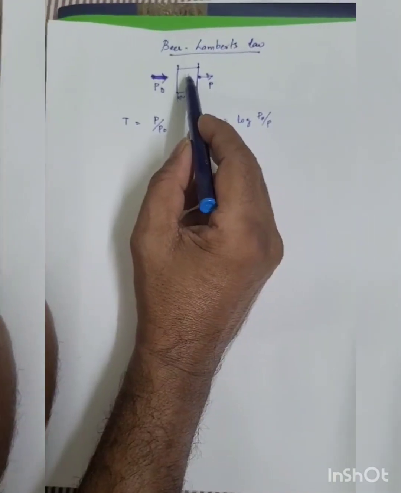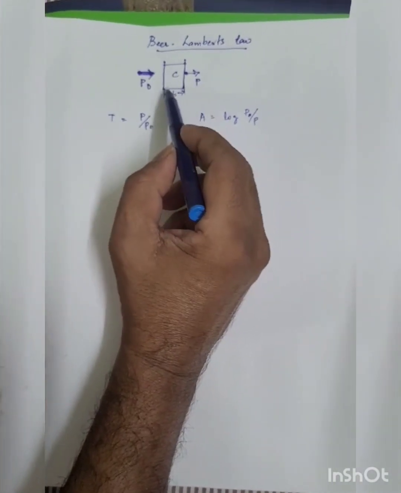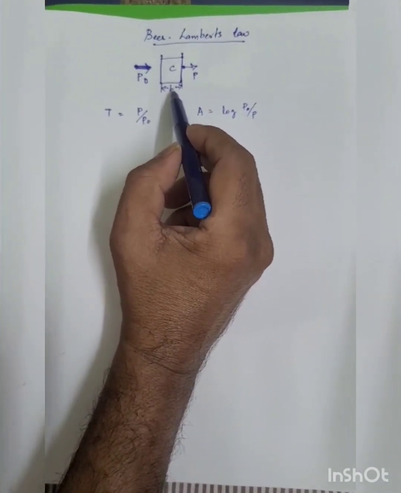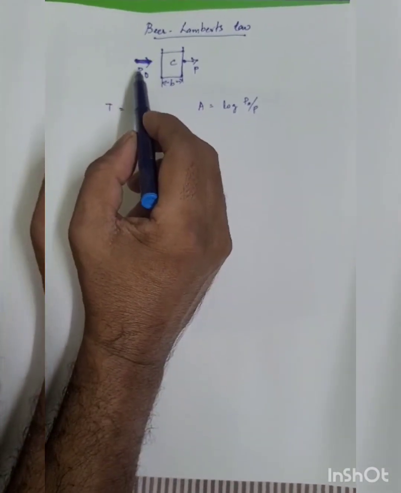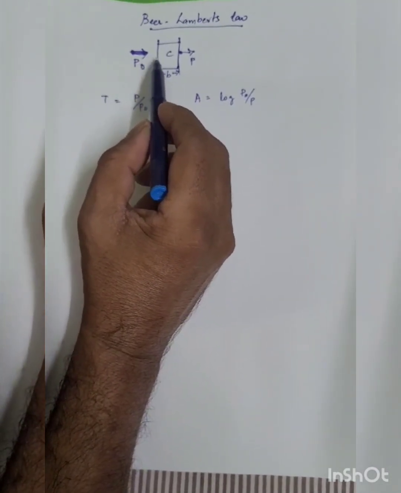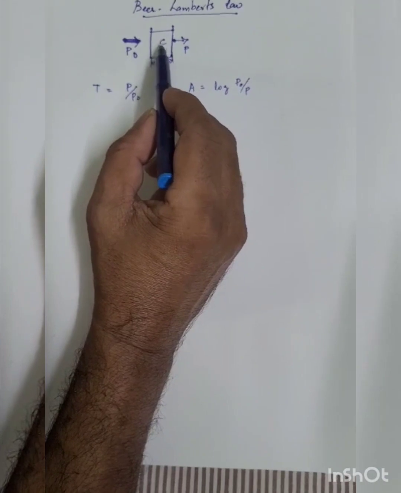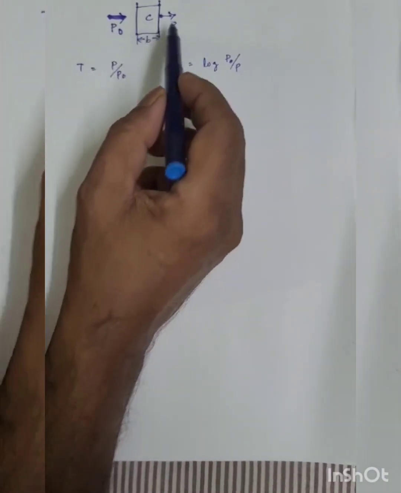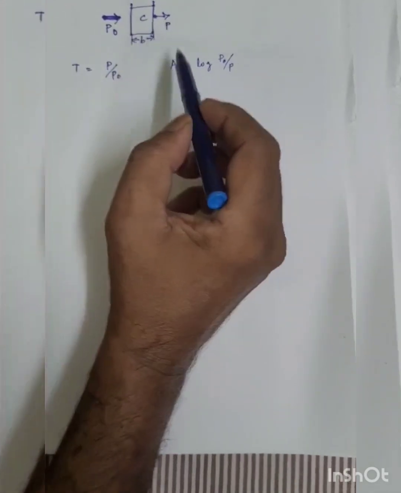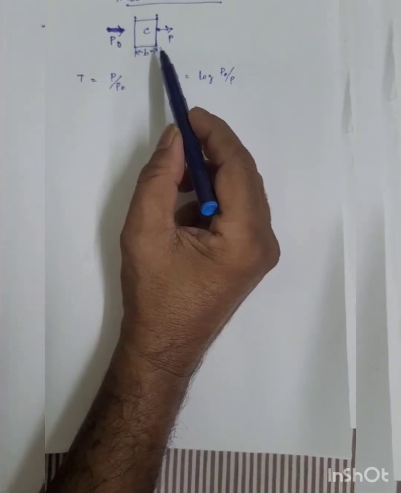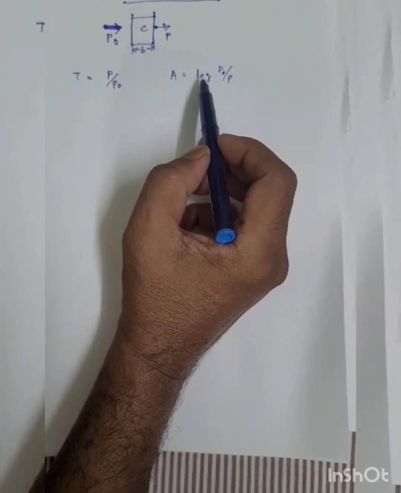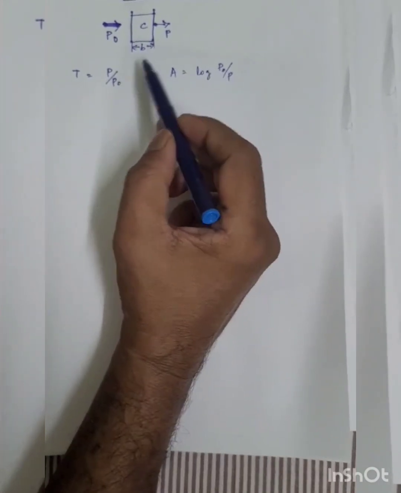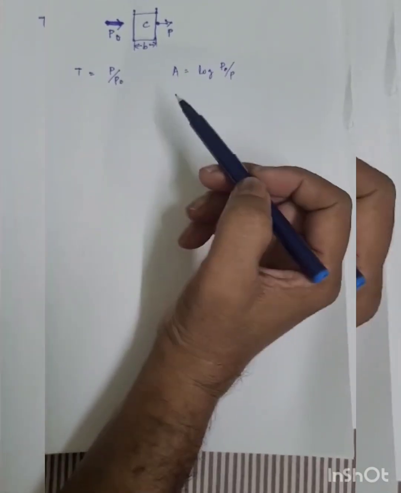A drug of concentration C is taken in a cuvette which has a path length of b. An intense light P0 is coming in, some amount is absorbed, and P is the transmitted light. So what is transmittance? P by P0. What is absorbance? I told you we have to take the log scale, isn't it? So log of the reverse, P0 by P, is the absorbance.